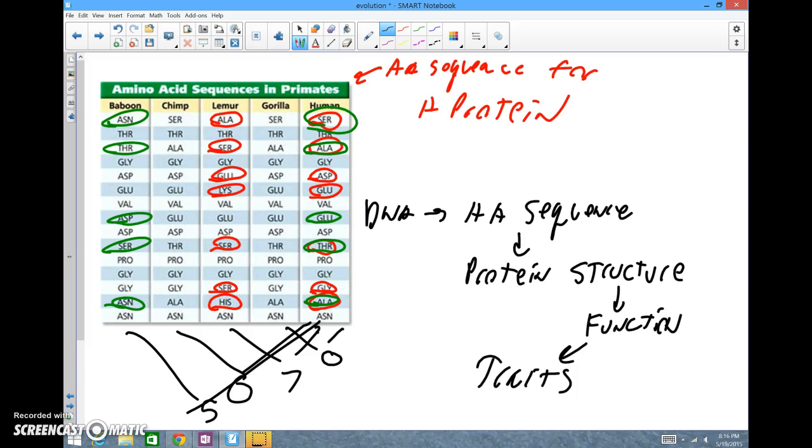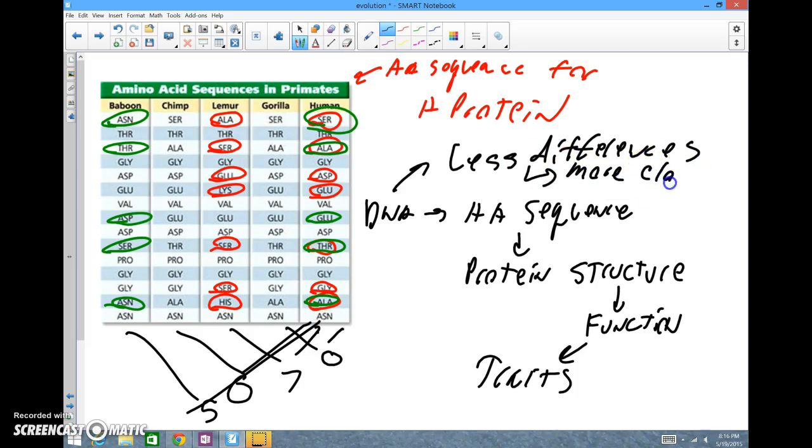And see, that's the beauty. What we can do with modern technology is examine the DNA of different organisms. And what it basically boils down to is the less differences there are in between the DNA of 2 different organisms, the more closely related they are.